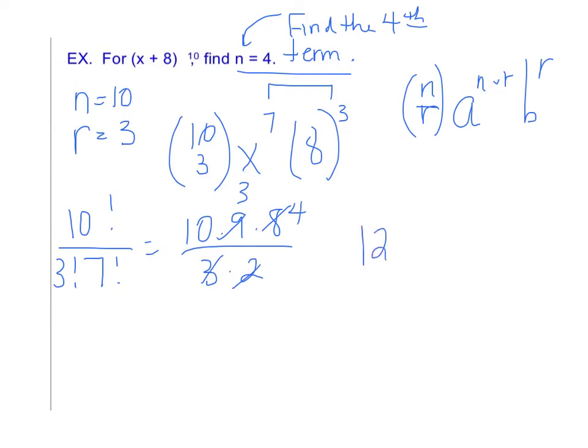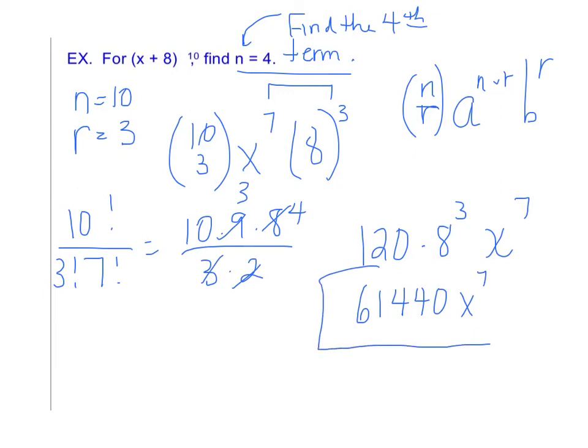So I have 120 times 8 to the 3rd, x to the 7th, and that's going to give me 61,440 x to the 7th. Once again, amazing mathematical ability that I can multiply 120 times 8 to the 3rd. Okay, so anyway, that is the fourth term of (x + 8) to the 10th power, if I multiplied that all out.